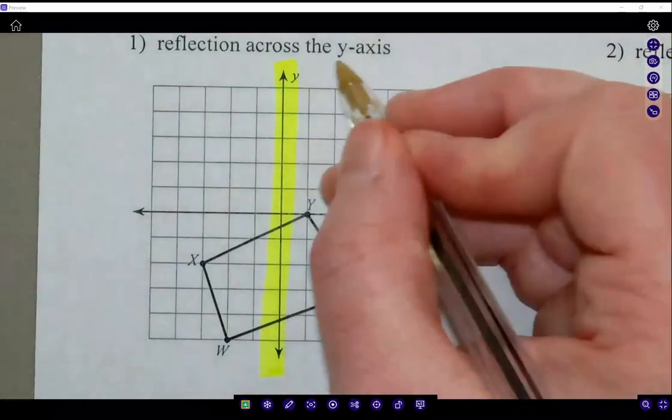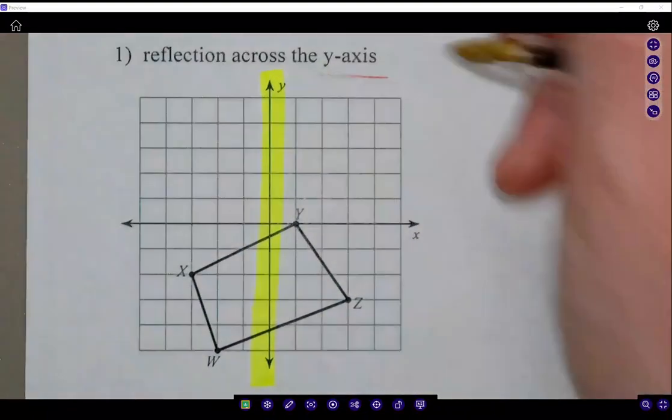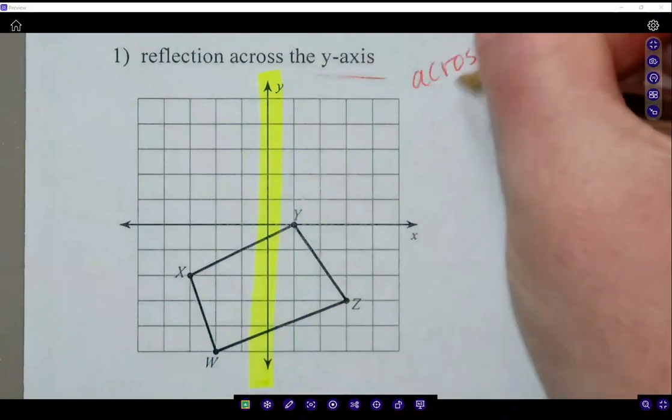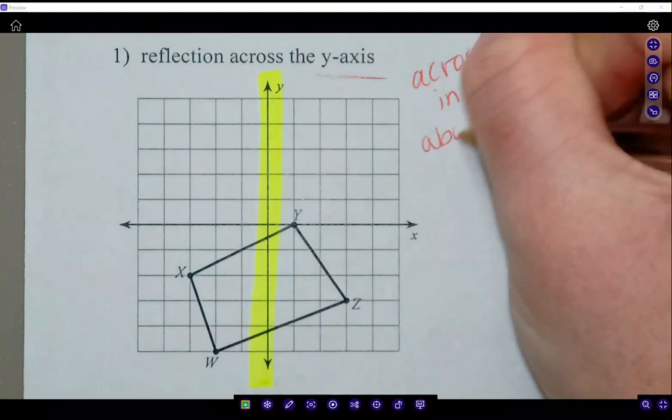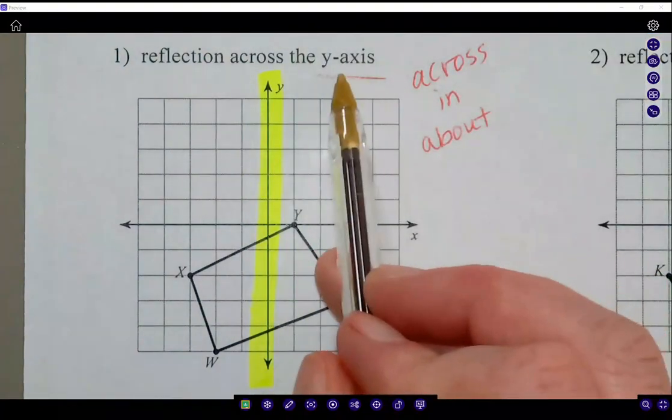So you identify the axis in which you're doing your reflection, either across, in, or about. So those words, we could say across, in, or about. They all mean the same thing, that we're reflecting around this axis that was prescribed.